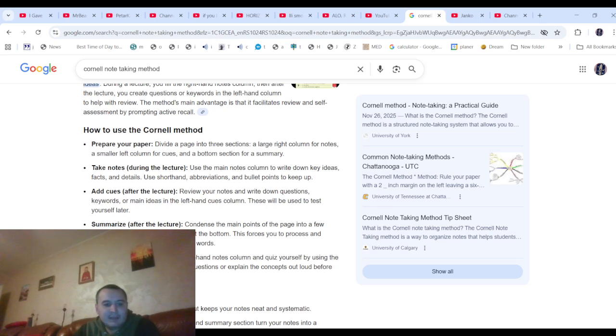Review for a test. Cover the right-hand notes column and quiz yourself by using the cues on the left. Try to answer the questions or explain the concepts out loud before checking your notes.